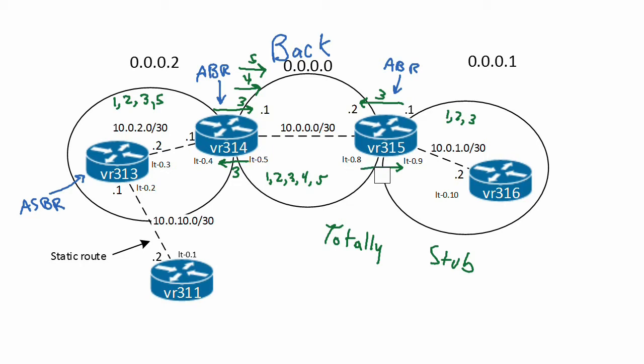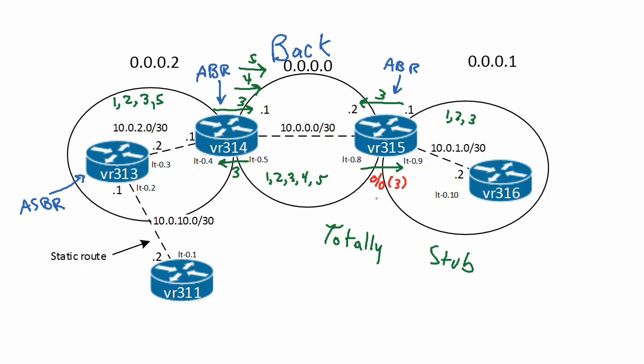By making a totally stubby area, we get rid of all of these 3s that are generated here. Instead of a whole bunch of 3s from the entire network, we're going to get a single 3, which is really a default route. That's really all it is. It's just a default route that talks about how to get to the rest of the network. It'll be a type 3, but it'll just define the default route, how to get to the rest of the network. So that's creating a totally stubby area.